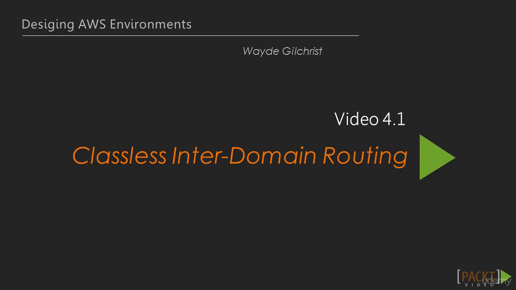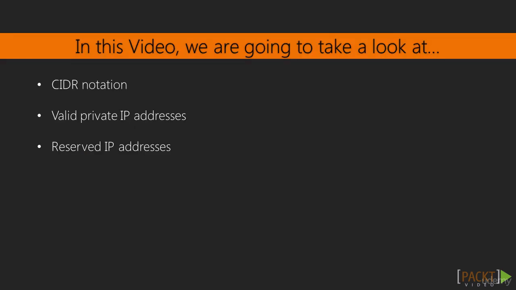Now let's move on to the first video in this section, Classless Interdomain Routing. When you work with VPCs, subnets, security groups, and network access control lists, you will often need to specify IP address ranges. Classless Interdomain Routing, CIDR, provides a succinct method known as CIDR notation for defining IP address blocks. In this video, we're going to briefly explain CIDR notation and then review the valid IP address ranges you can use when defining your VPC and subnets. We'll also discuss IP addresses that are reserved by AWS and why this is important when you're sizing your subnets.